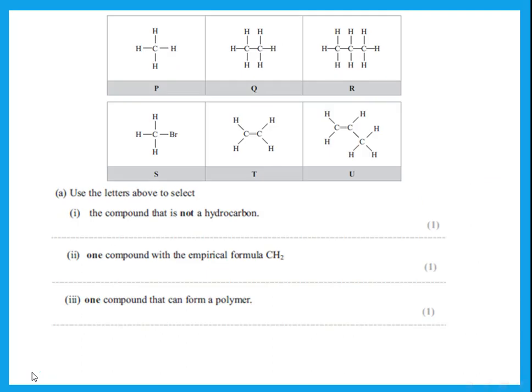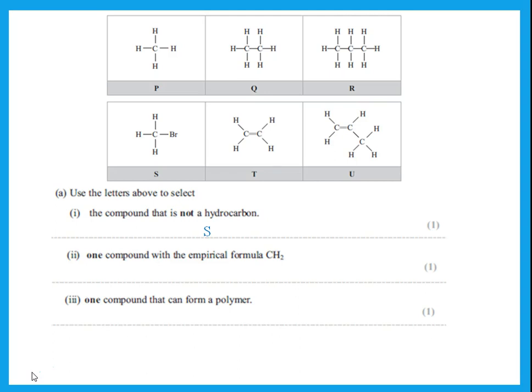Use the letters above to select the compound that's not a hydrocarbon. Remember that we said hydrocarbon means carbon and hydrogen only. So if it's not a hydrocarbon, then it is something that does not have carbon and hydrogen only. So S is the one that has an extra bromine.